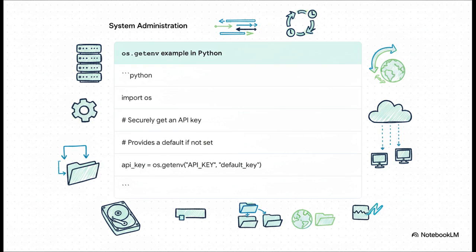Hard-coding things like API keys directly into your code is a huge no-no. Instead, you pull them from the environment. Why? Well, because it makes your application way more secure and so much easier to deploy across different environments, from your laptop to testing to the real-world production servers.